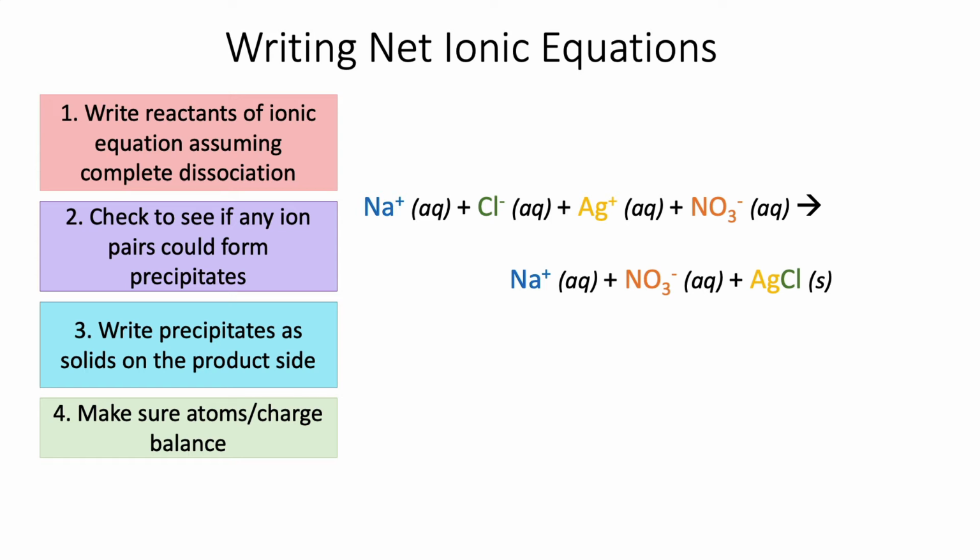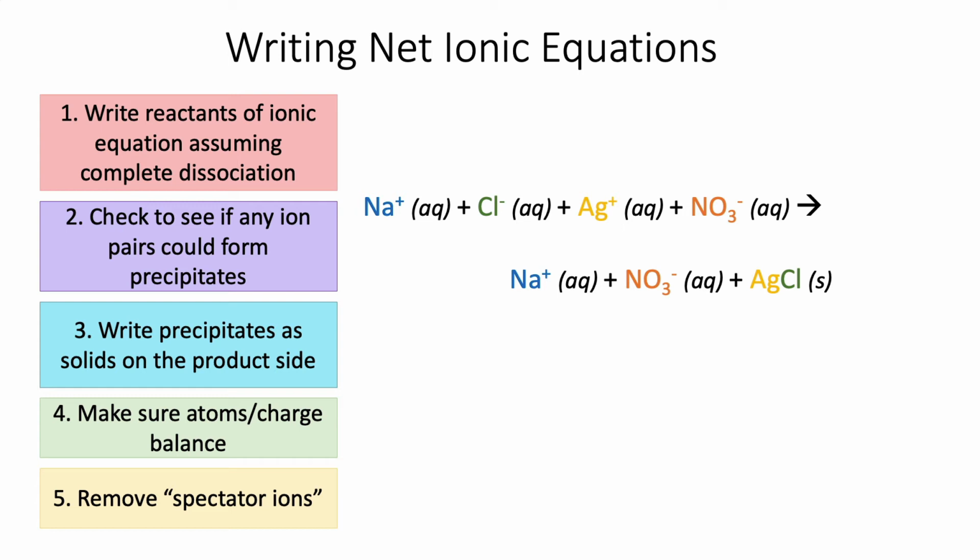So atoms, that is just what we've always been doing. We have one sodium atom at the beginning, one sodium atom at the end, and so forth and so on. Charge: all of your charges on one side of the equation should add to whatever the atoms and charges on the other side of the equation are. So here we have +1 plus -1 from the chloride, plus 1 from the silver, plus -1 from the nitrate, so that's a total of 0. And then down here we have +1 plus -1 plus 0, so that's also a total of 0.